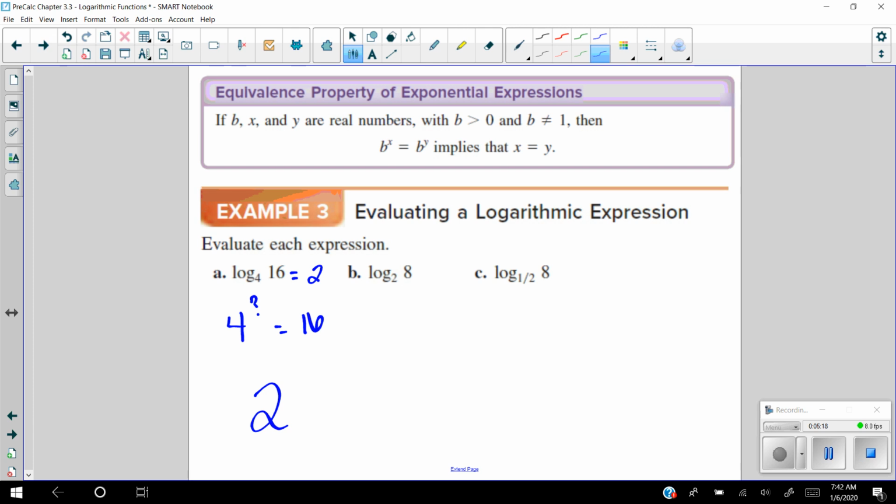Okay, here this is going to be 2 to what power is 8? The third power. And the last one is going to be 1/2 to what power is 8? Well, I know that 2 to the third power is 8, but this is 1 over 2, so that must be the negative third power because that would flip the base. Okay?